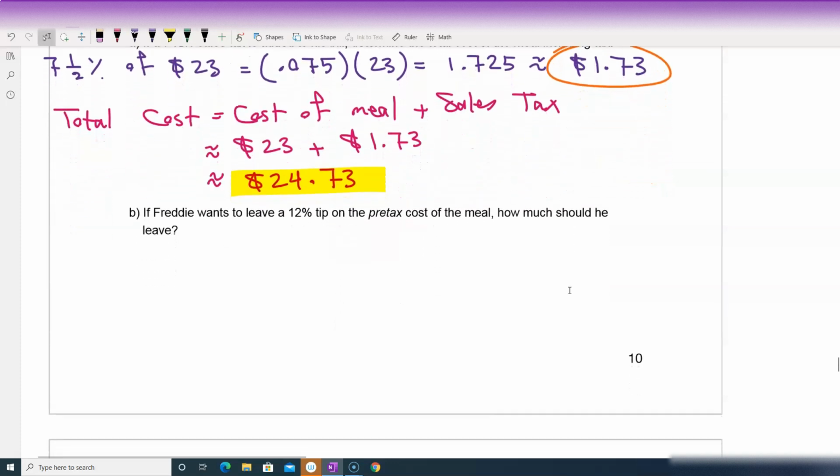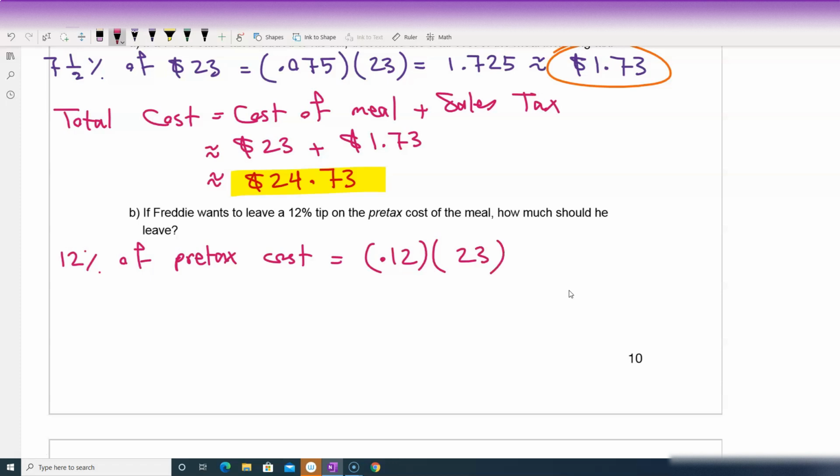Now, if you want to leave a 12% tip on the pre-tax cost of the meal, how much should he leave? So we have to multiply, as the 12% tip of the pre-tax cost. So that is 12% multiplied by 23. The answer is $2.76.